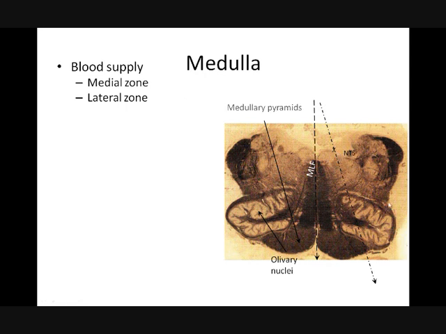In the medial zone, the main structures that get damaged include the medullary pyramids, the medial lemniscus, and the hypoglossal nuclei. The effect of this kind of lesion is that you'll get a contralateral hemiplegia, because the medullary pyramids control the motor control for the contralateral side of the body, and they actually cross in the medullary decussation.